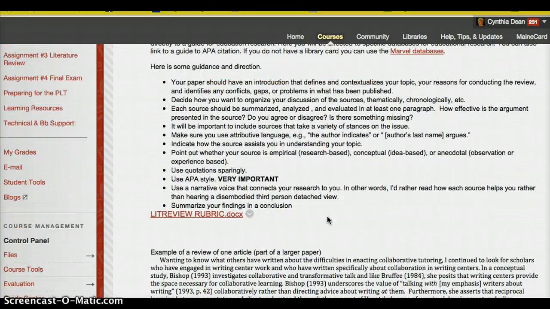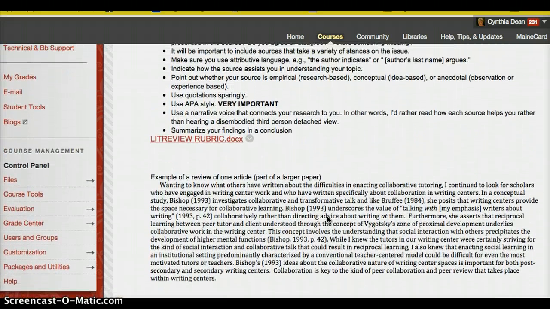I'm going to scroll down here to my example that I gave you. This is actually from a paper I wrote a while ago. And the question that I had was about writing centers. And I wanted to know about the challenges of collaborative tutoring because I had noticed in the writing center that I directed that there was some resistance among the faculty about students tutoring students and this whole idea of collaboration. And I wanted to understand why that was happening and what people were saying about collaborative work, both the good and the bad. So I did a massive research project, and yours is not going to be as massive as mine was, to find out.